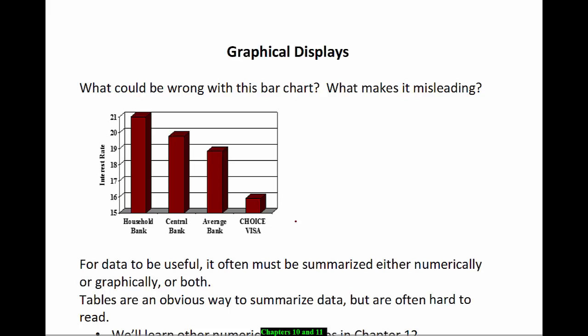It looks like Household Bank's interest rate is about 5 times as big as that of Choice Visa, or maybe 6 times as big. However, is it really that many times larger? No. The vertical axis starts at 15%, which distorts our comparison.